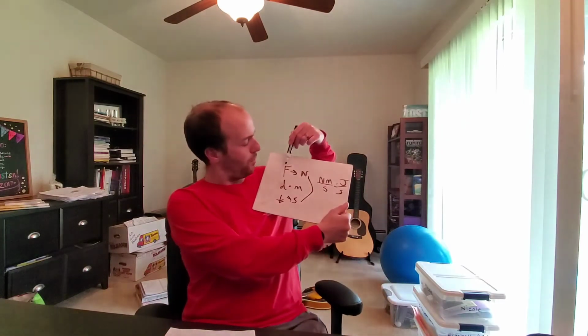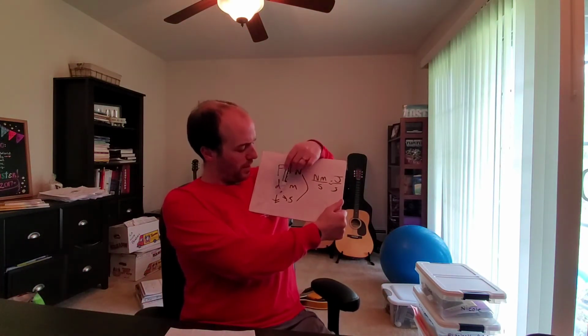Now, let's talk about units. Force is a Newton. Distance or displacement is meter. Time is seconds. So how does that work? Well, we know a Newton times a meter is a joule, so we have joules per second.